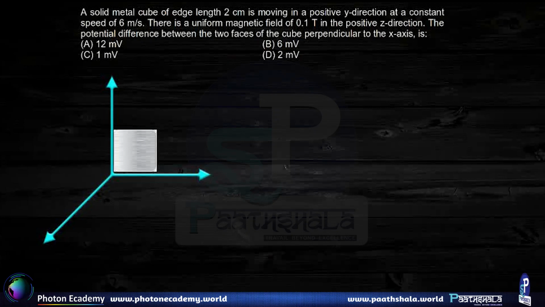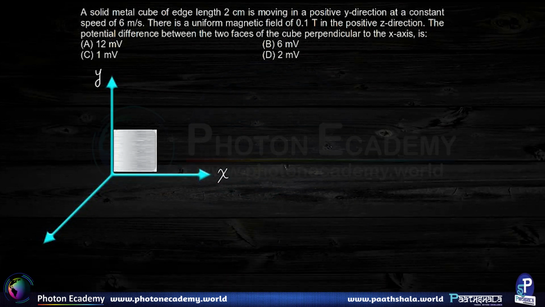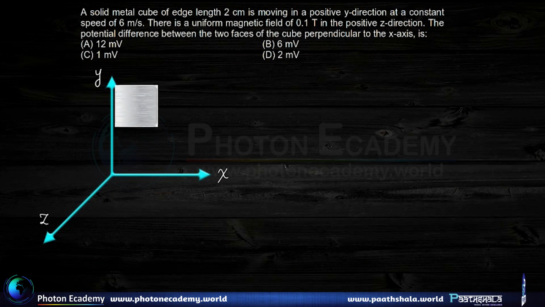A solid metal cube of length 2 centimeters is moving in the positive y direction. So I have shown the three axes over here, and this happens to be the x-axis, this happens to be the y-axis, let's say, and this is the z-axis. Alright, so here this solid metal cube is moving in the positive direction of the y-axis like so.